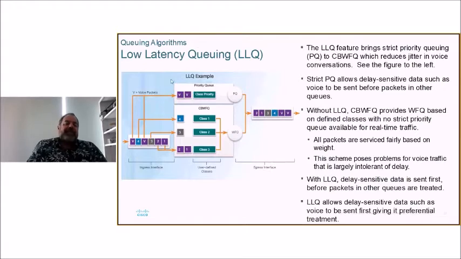And so basically, it gives you a layer above your CBWFQ. Your low latency traffic, so voice, will go first, and then from there it will go into your WFQ.